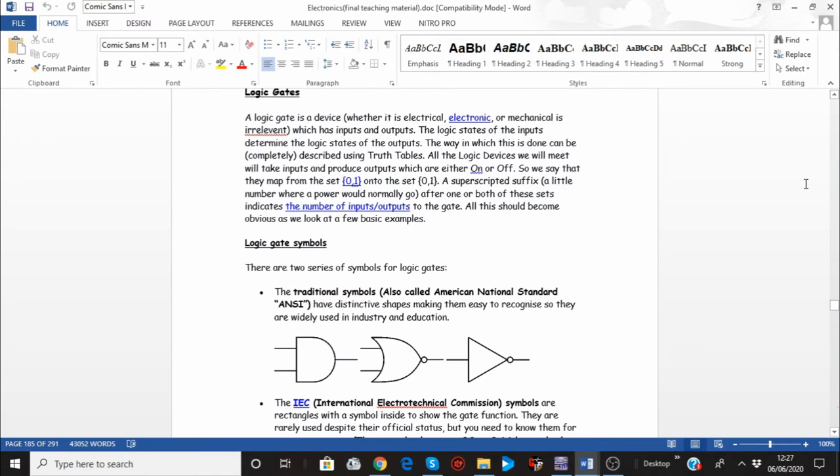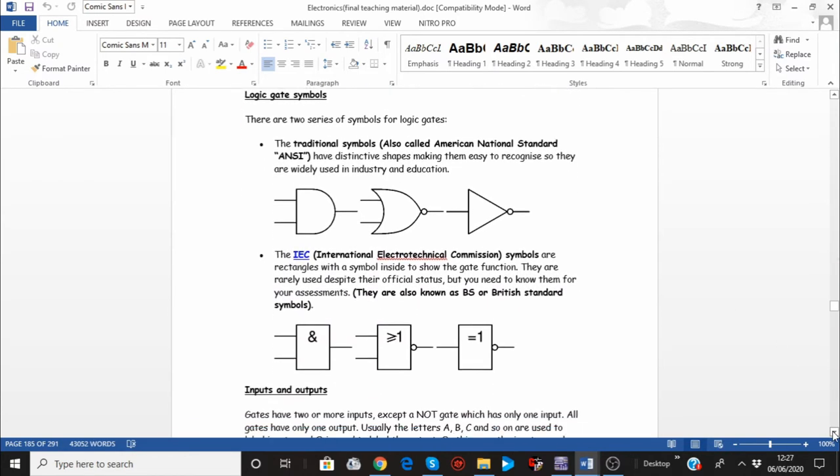Right, now in binary, we have things called logic gates. Logic gates are devices, whether they're electronic or electrical or mechanical, it doesn't matter. Basically, they're devices that take the information from the input, and on the basis of the states of the input, they give you an output. They're set depending on the conditions or state of the input. What that means is, you have certain logic gates with these symbols.